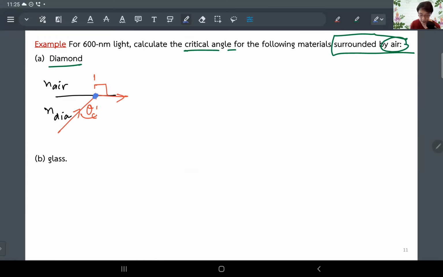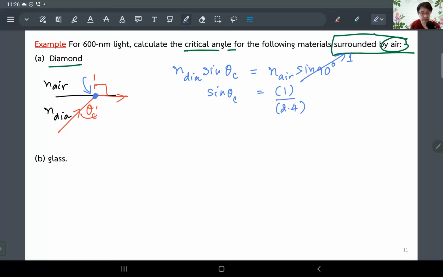Yeah, no big deal. So at that point, you can say n of diamond times the sine of the angle, which is going to be our critical angle, equals n of the air on the way out times sine 90. By doing this, you don't have to memorize any formula. You just know that the condition is that the refracted ray makes 90 degrees with the normal line. So sine 90 goes to 1, and the n of air is just 1. In diamond, you can look it up in the table, and it's about 2.4 approximately.